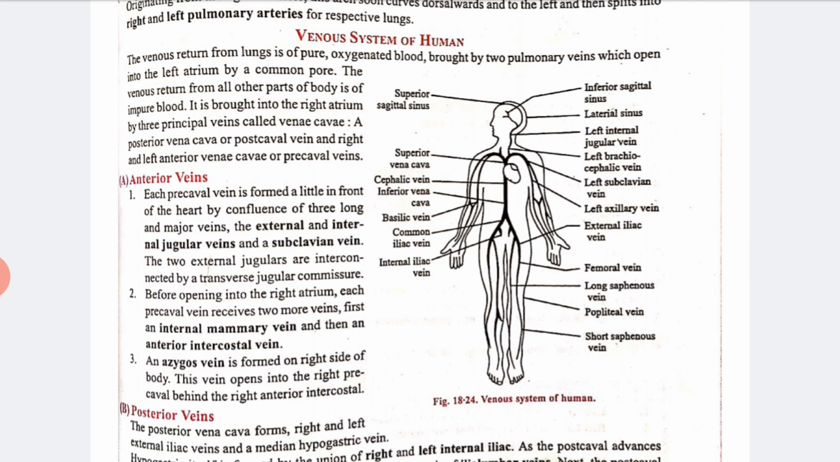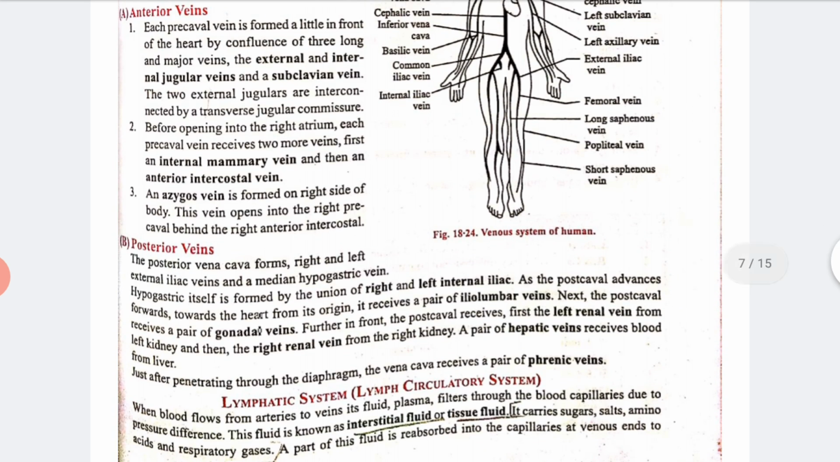The venous return from all parts of the body is of impure blood, and it is brought into the right atrium by three principal veins, that is called vena cava. Clear? So a posterior vena cava, or postcaval vein, and the right and left anterior vena cava, or precaval veins. Clear? So you can see here, anterior veins and posterior veins play a very important role, and this figure is already given.